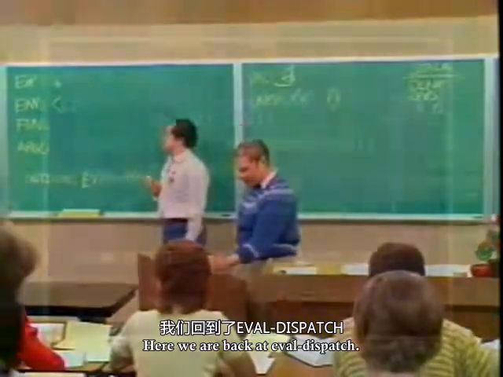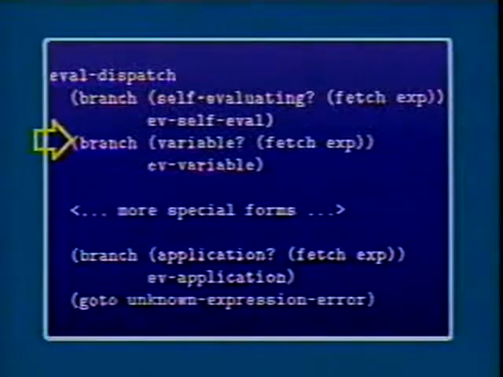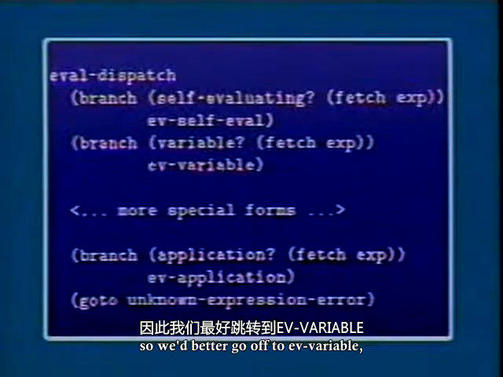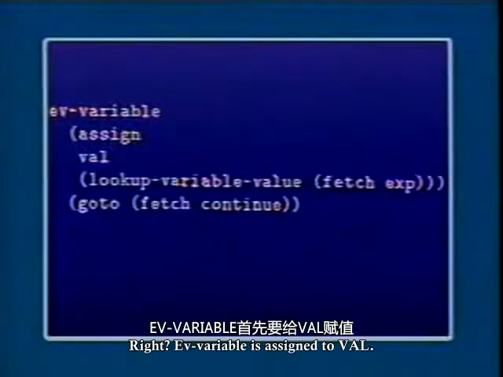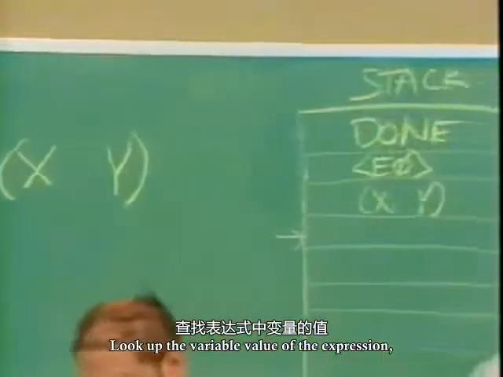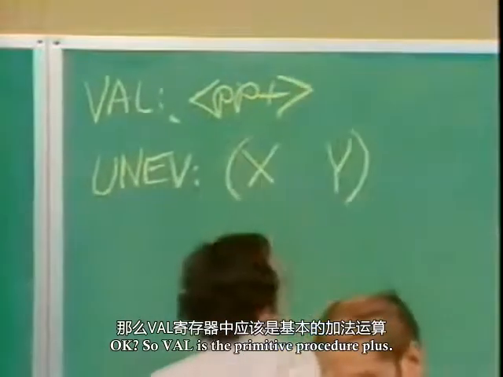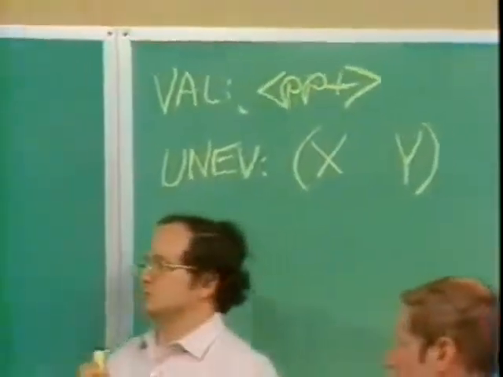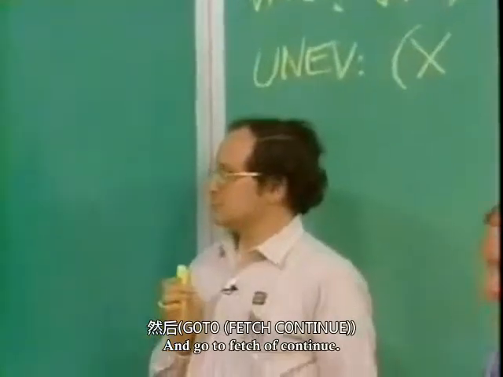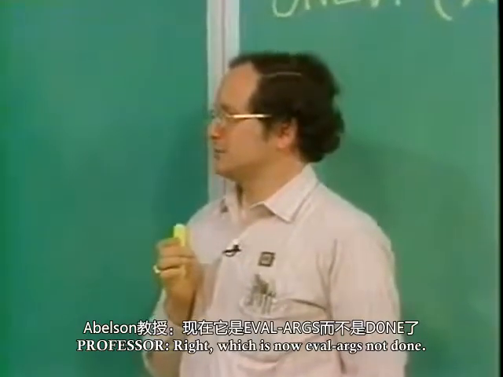Here we are back at eval dispatch. It's not self-evaluating. Oh, it's a variable. So we better go off to ev variable. All right, ev variable is assign to val, look up the variable value of the expression. Okay, so val's the primitive procedure plus. Okay, and go to fetch of continue. Eval args. Right, which is now eval args, not done.